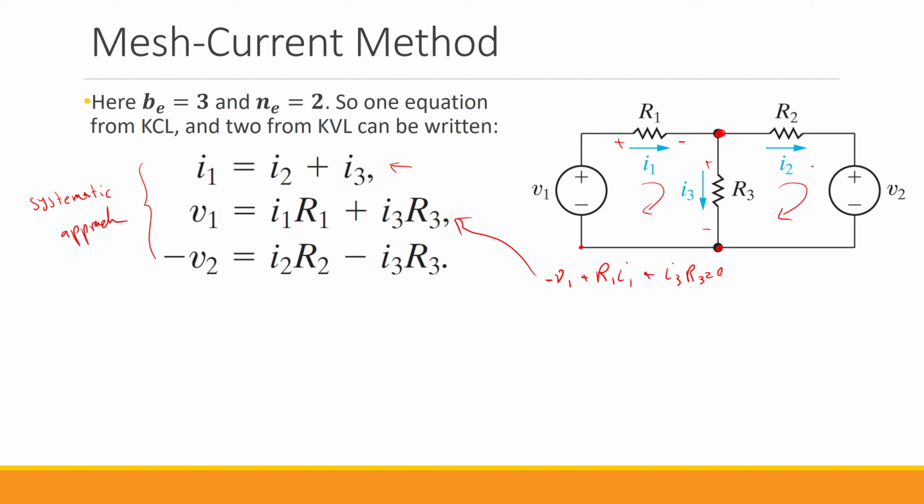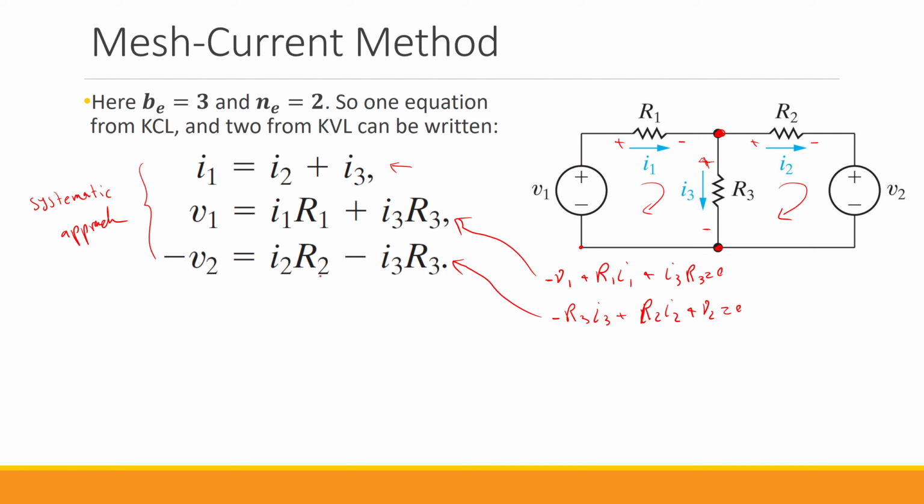And finally for this one, if I again start from this point, since I3 is from top to bottom, but we are going from bottom to top, so in the opposite direction of the voltage drop, I use a negative sign. So we have negative R3 I3 plus, following the passive sign convention, R2 I2, and then we have positive V2 equals 0. So if I rearrange this equation, this is what we get for the third equation.